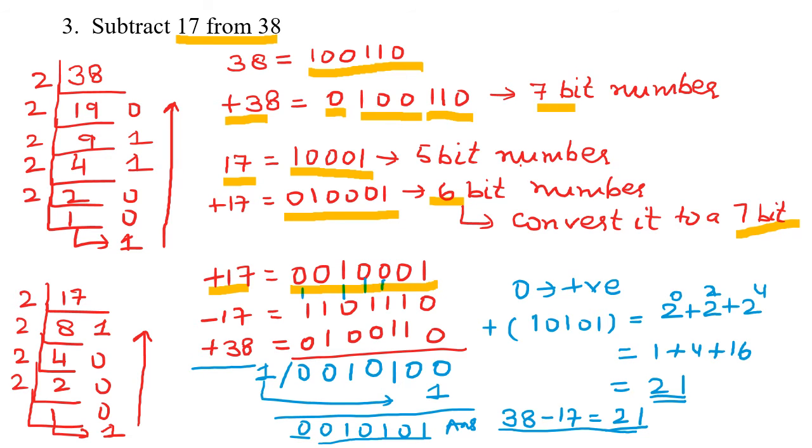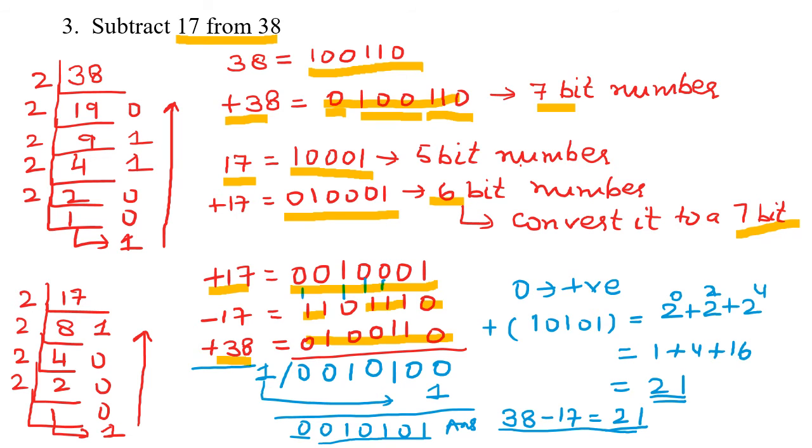For minus 17, complement each and every bit. 2 zeros are replaced by 2 ones, 1 is replaced by 0, then 3 zeros are replaced by 3 ones, and 1 is again replaced by 0. Now add plus 38 to it. Plus 38 is 0 1 0 1 1 0. So write here 0 1 0 1 1 0.